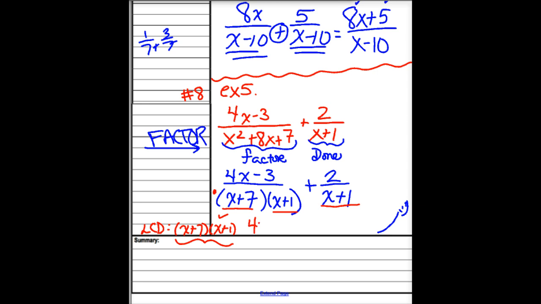So that one gets written exactly as you see it. I don't need to give it anything. It's got all it needs. But this other one over here is missing the x plus 7. So I'm really multiplying top and bottom by an x plus 7. These take a while to write out.